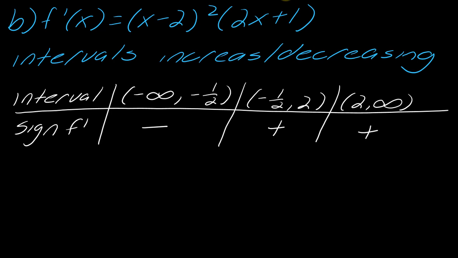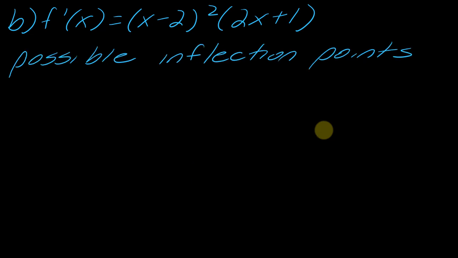So now looking at this, I can see that at -1/2, I'm going from decreasing to increasing. So this is probably a local min. And at 2, well, I don't have a sign change, right? So it can't be either. Okay, so now let's talk about our possible inflection points.